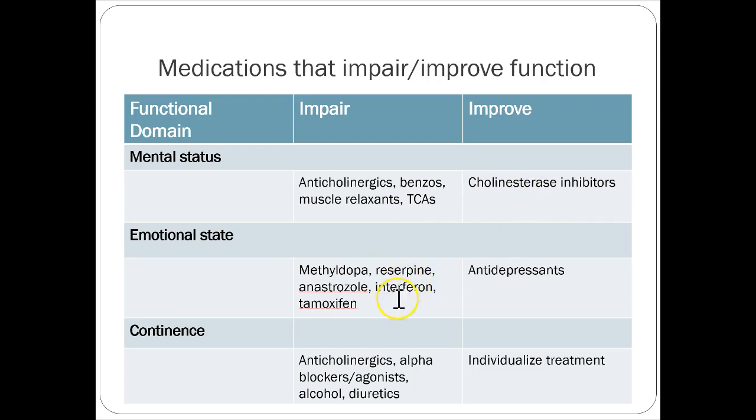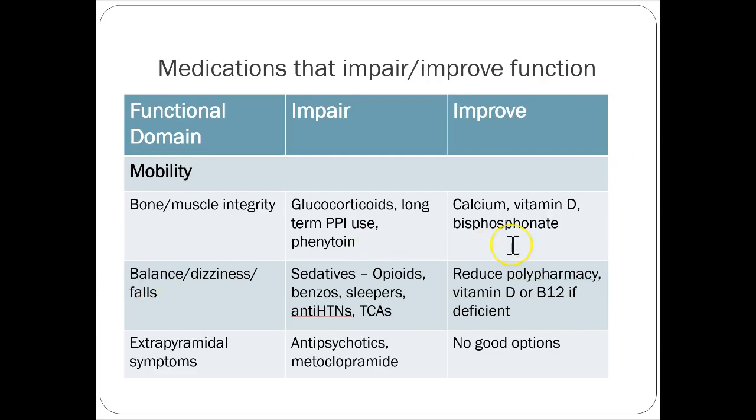Emotional state, there's some drugs here that aren't real common or are kind of niche drugs. Continence, again, anticholinergics show up here again. Another reason not to use them. Alcohol, diuretics, things like that. Alpha blockers can affect the way that the body eliminates urine, so that can be problematic for some elderly patients. Mobility, muscle bone integrity, so glucocorticoids, long-term proton pump inhibitor use can be problematic, and of course calcium, vitamin D, bisphosphonates can help with that.